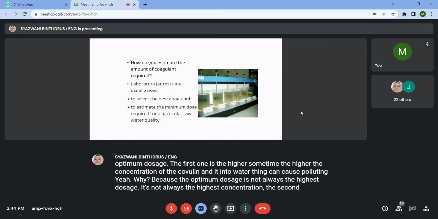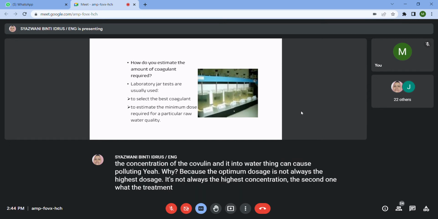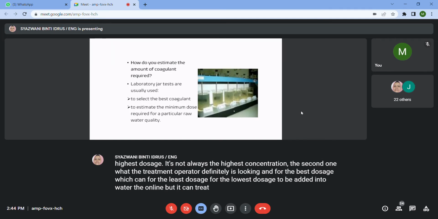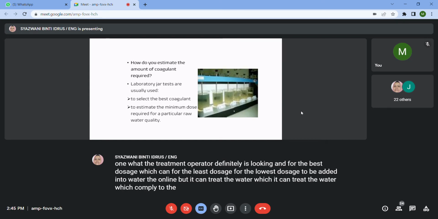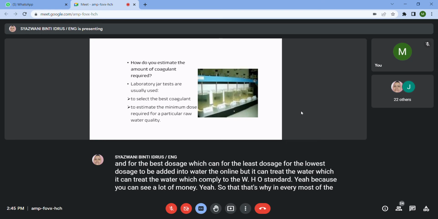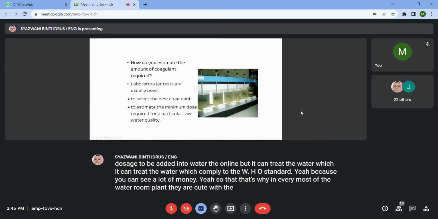The second one, the water treatment operator is definitely looking for the best dosage, the lowest dosage to be added into the water treatment plant, but it can treat the water to comply with the WHO standard, because it can save a lot of money. So that's why most water treatment plants are equipped with the jar test.